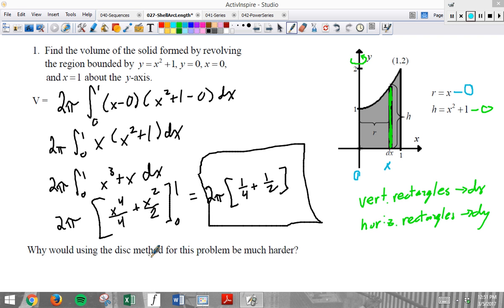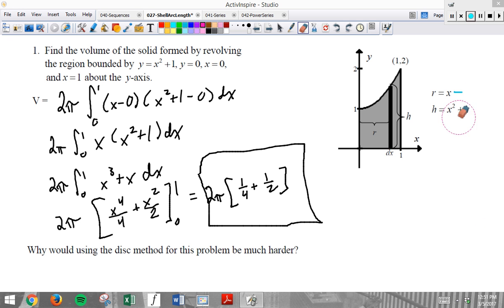Why would using the disk method for this problem be so much harder? And if you don't see how it's so much harder, prepare to be amazed. So let's erase all that. I wasn't done copying. Well, just pause it now. If I was doing perpendicular, my rectangle would look like that.